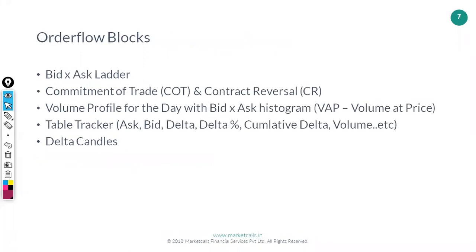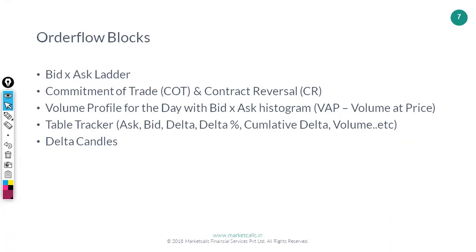So when it comes to order flow blocks, there are a total of 5 blocks you have to think about. One is the bid and ask ladder, which you can also call bid-ask blocks. The second one is the commitment of traders and contract reversal. These are additional data points which support what kind of sentiment is going on in the markets, at each and every candle. And the volume profile for the day with a bid-ask histogram.